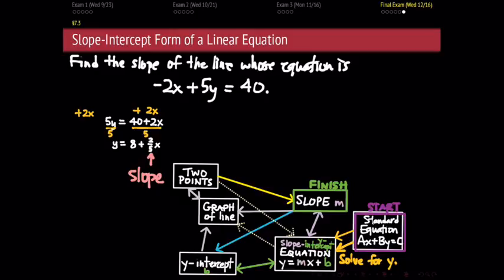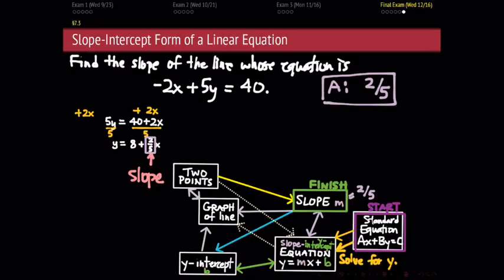There we go. What's most important about the slope in the slope-intercept equation is not which term comes first, but which coefficient is attached to the x. Right? The coefficient that's attached to the x is what plays the role of m, the slope. So it doesn't matter that my 2/5 x is coming second. The fact that the 2/5 is connected to the x is what makes it the slope. So if the question is, find the slope of the line whose equation is negative 2x plus 5y equals 40, the answer is that the slope is 2/5.